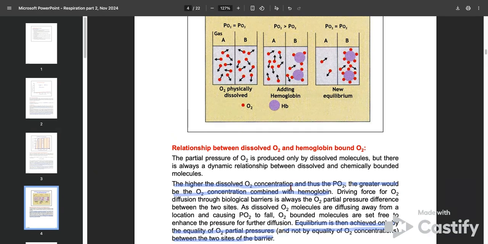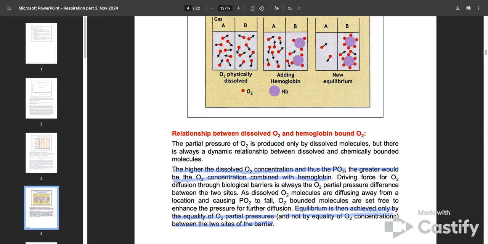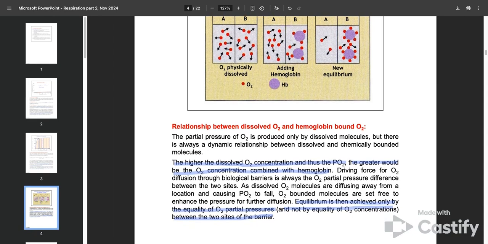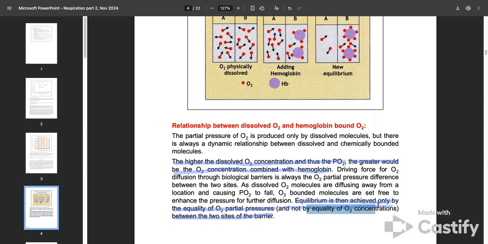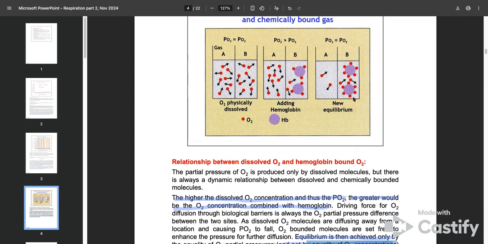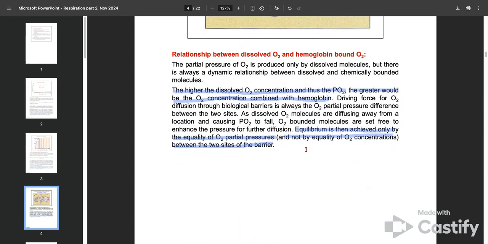This basically means that the more oxygen you have in A, the more bound oxygen particles you're going to have with hemoglobin. So the driving force is always going to be the partial pressure difference. Equilibrium is then achieved only by the equality of oxygen partial pressures, as we've already said, and not by equality of concentrations. As you can see here, these don't have equal concentrations, but they have equal partial pressures, and that's it.